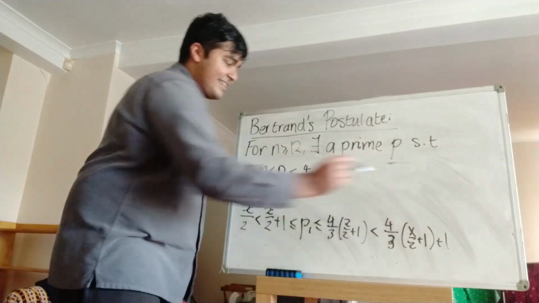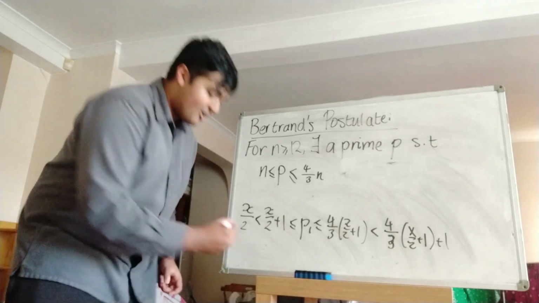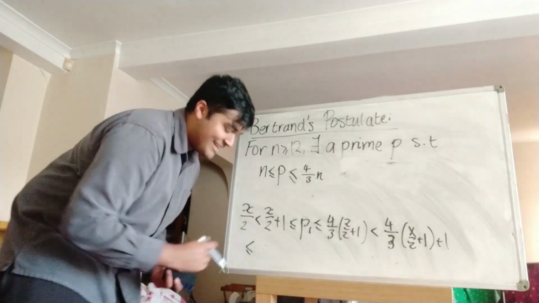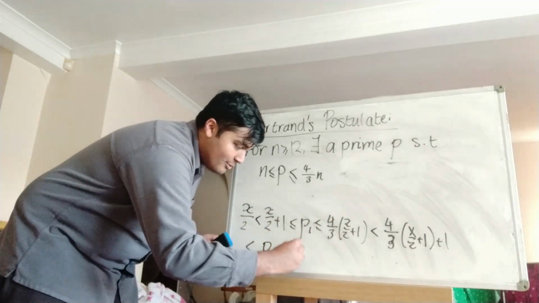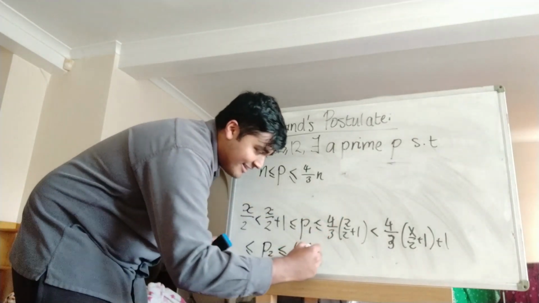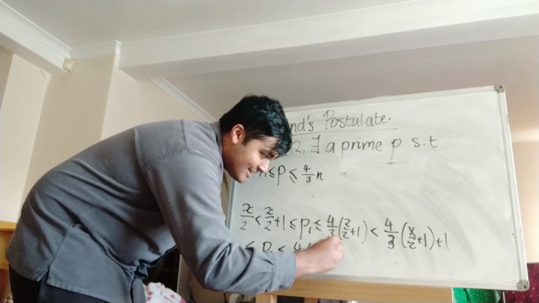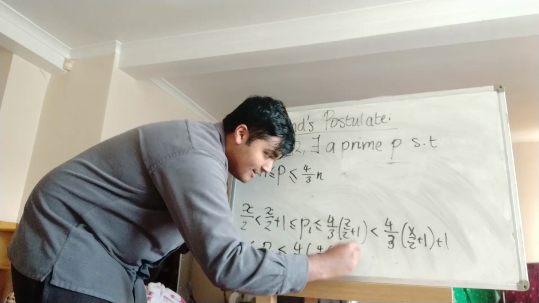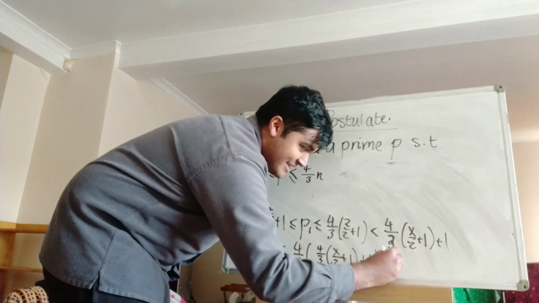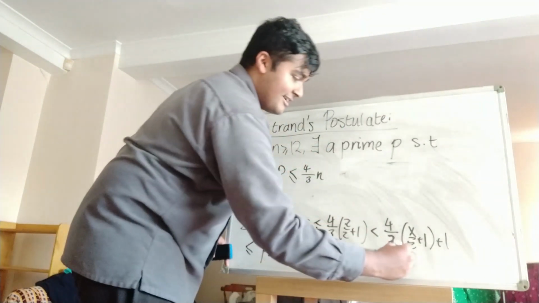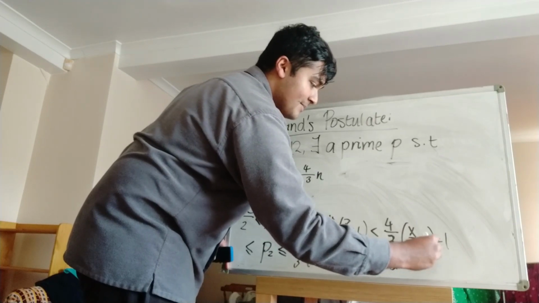So if we let this now equal n, then there's some prime p2, which is between that and 4/3 of that, so 4/3 times (x over 2 plus 1), like so. But this here, I'm just going to call d for now, just so I don't run out of room. This here is strictly less than d plus 1.